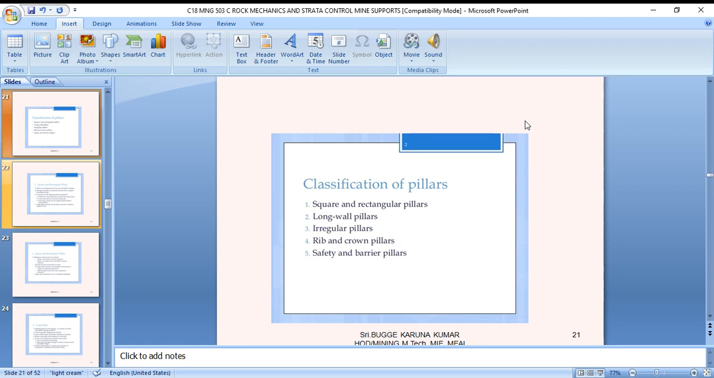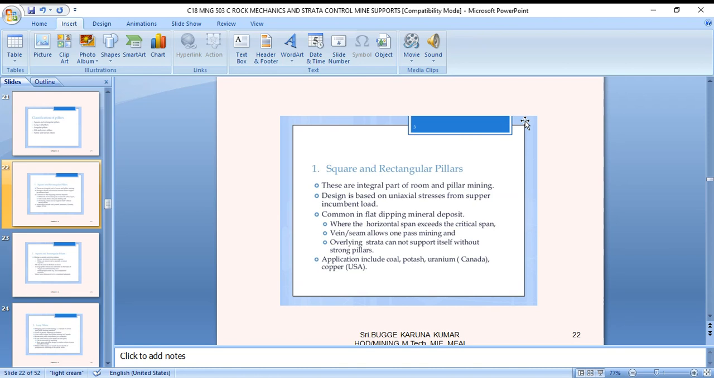Square and rectangular pillars, using long wall pillars or irregular pillars or rib and crown pillars, safety and barrier pillars. Square and rectangular pillars are an integral part of room and pillar mining. Design is based on the uniaxial stress from the superincumbent load. Common in flat dipping mineral deposits, where the horizontal span exceeds the critical span.